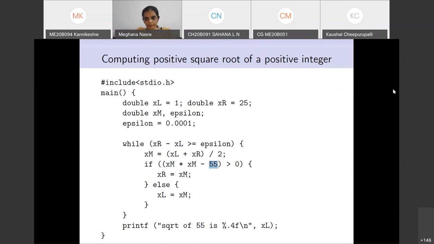Ma'am, if we get input from the user for XL and XR, they need to be aware of the graph, because one value should be less than zero and the other should be greater than zero. Yes, the user needs to be aware of the graph. Yeah, I agree.